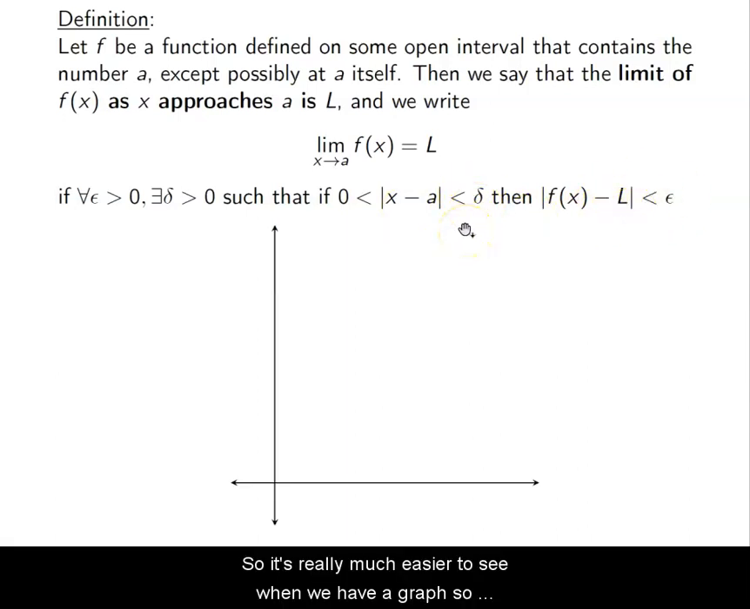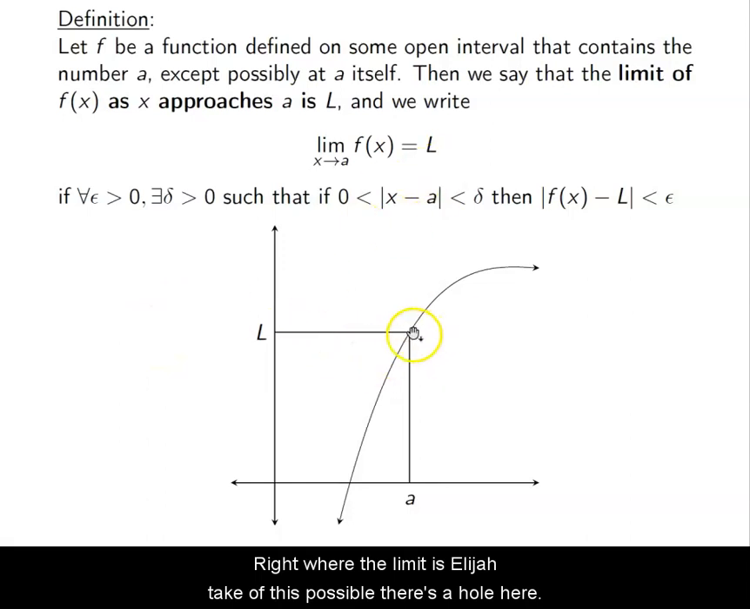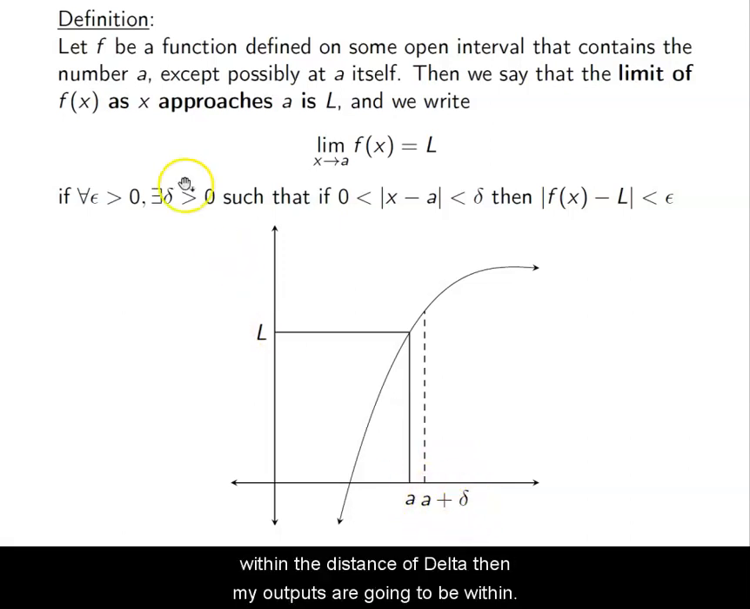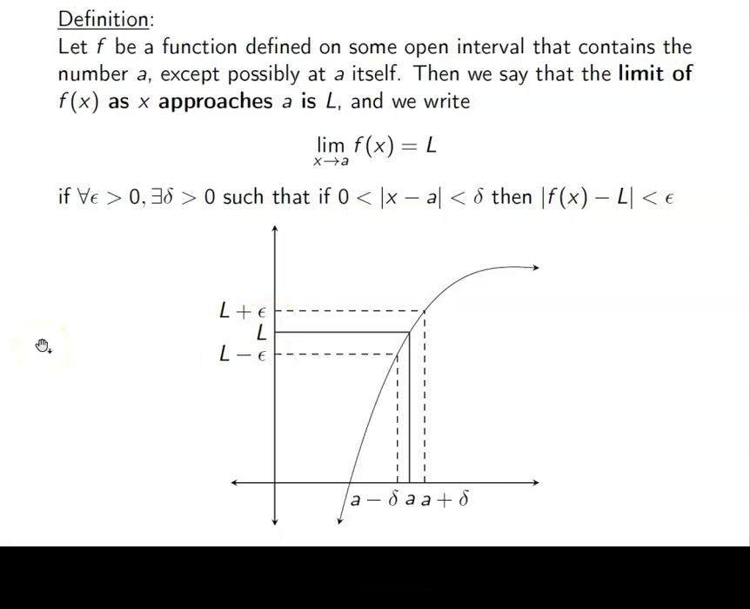Okay, so it's really much easier to see when we have a graph. So we're going to have a function f of x. Okay, I have my limit that I'm approaching for my inputs of a. The output there is L, right? Or the limit is L, I should say, because it's possible there's a hole here. Now, if I look within an interval around a, within the neighborhood of a, that is within the distance of delta, then my outputs are going to be within a neighborhood of epsilon away from the limit. Okay, so that's basically what this rigorous definition is saying.